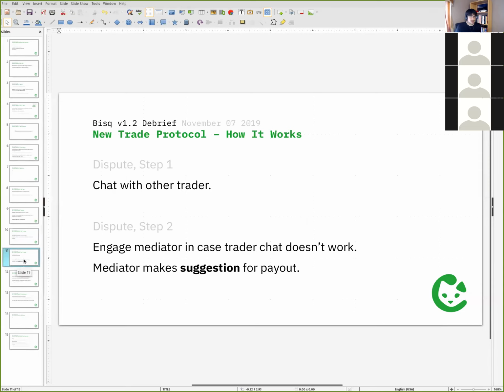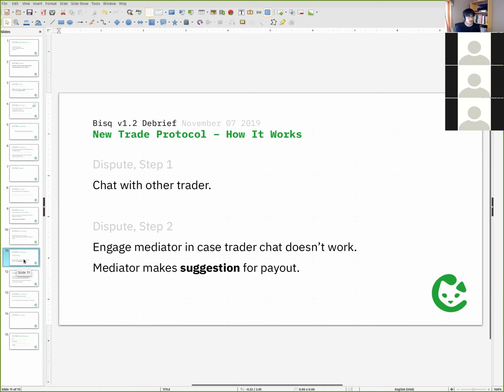So if you have no issues, no disputes, no problems with the trade, essentially everything from a user perspective works the same. The difference is in disputes and how those are handled. There are 3 steps. Like I mentioned, the first step is trader chat. If you have a relatively minor issue or misunderstanding or whatever innocent issue, you can chat with the other trader right within Bisq, end-to-end encrypted private chat, and work out your issue.